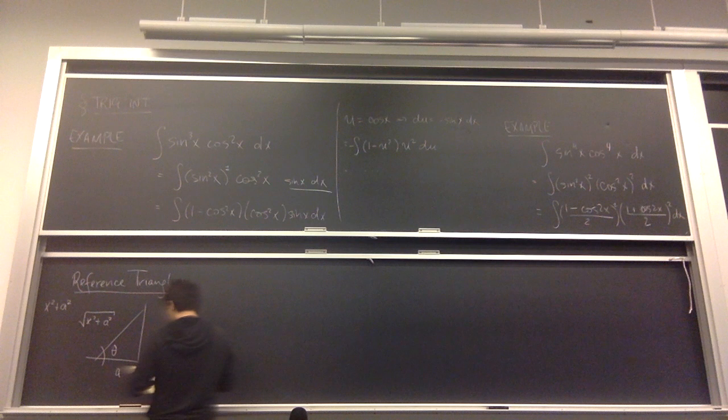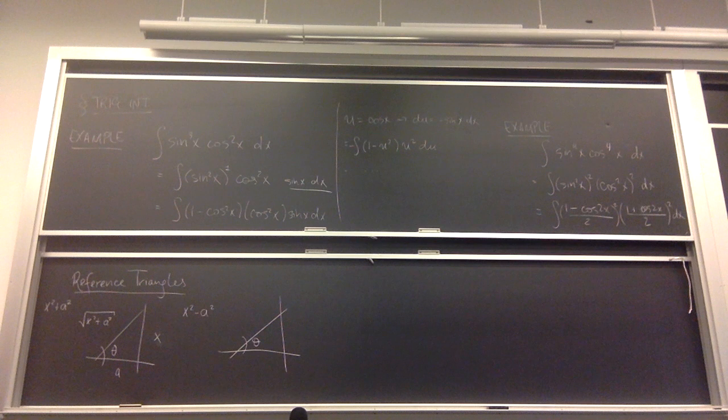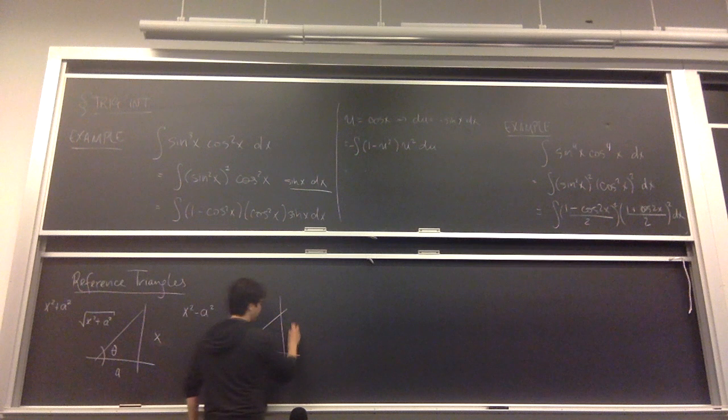We have x squared minus a squared. How can I get that onto a triangle? Just rearrange Pythagoras. Well, which? Can the opposite be the square root of x squared minus a squared? Yeah, that's it.